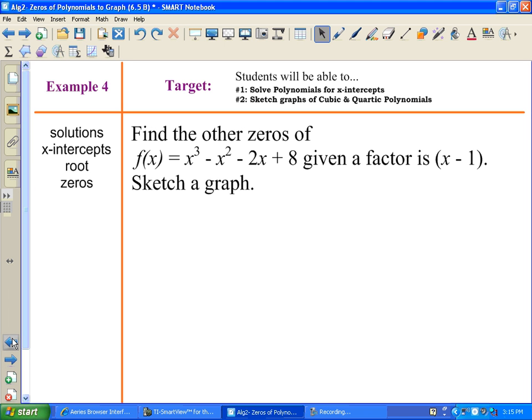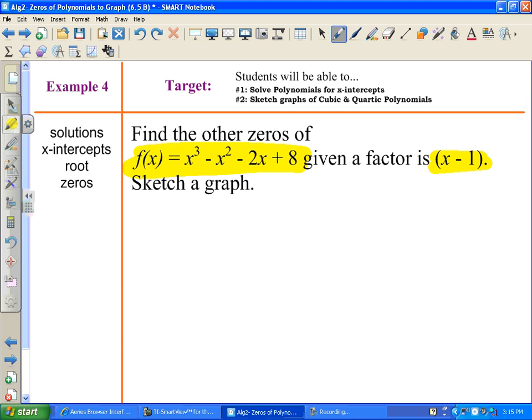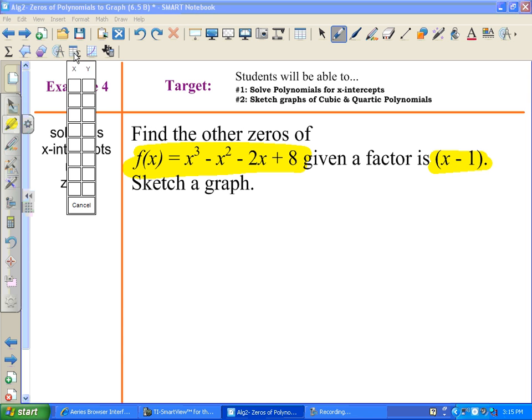Find the zeros of x cubed minus x squared minus 2x plus 8. Given that the factor is x minus 1, sketch the graph. At this point, there's the function, there's our factor. What do we know for free here? Let's get down what we know.